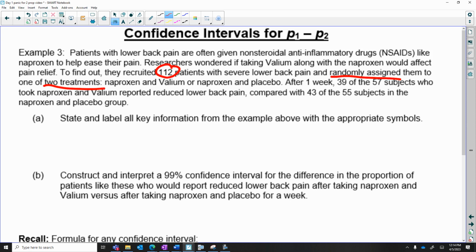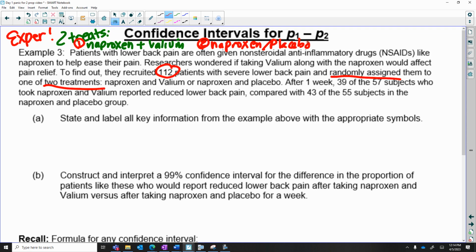So this is an experiment, because treatments are imposed. There are two treatment groups and the two treatments are imposed: the naproxen and Valium group, and the naproxen and placebo group. Because treatments are imposed, it's an experiment, and thus we can conclude causation. Naproxen and Valium is one treatment, and naproxen combined with a placebo is the other treatment. So that would, I guess, be the control group.